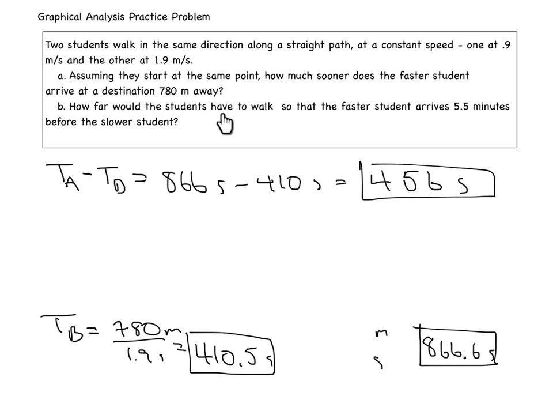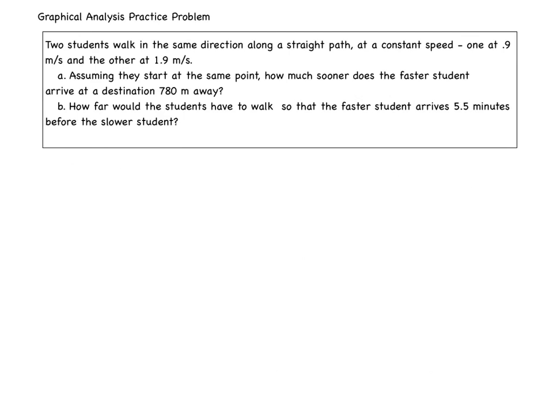It says, how far would the students have to walk so that the faster student arrives 5.5 minutes before the slower student? So what are we doing here? Let's think about it. We have our same table of knowns, right? So we know velocity of student A is 0.9 meters per second. Velocity of student B is 1.9 meters per second. We don't know the distance. That's what we want to find.